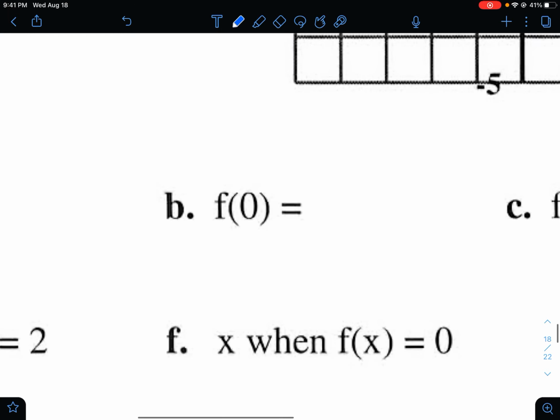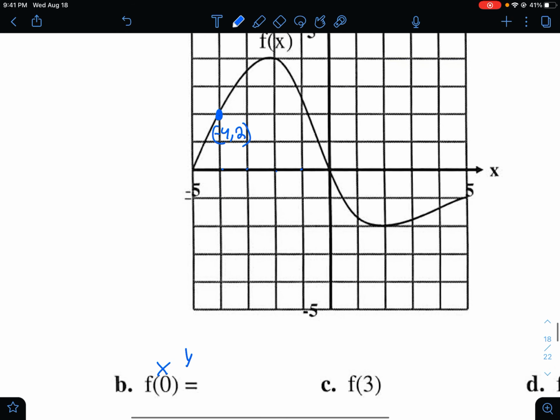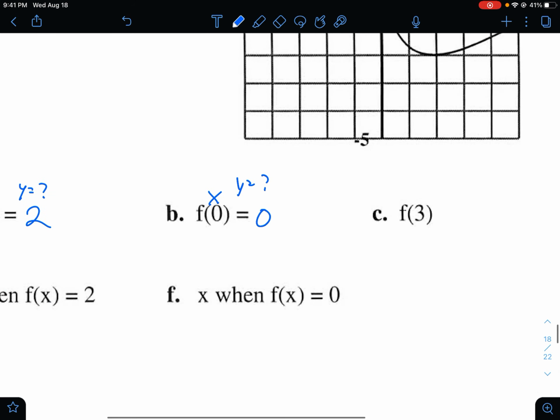Now, let's try this one. f of 0. So my x value is 0. What is my y value? If we look, when my x value is 0, my y value is 0 as well.